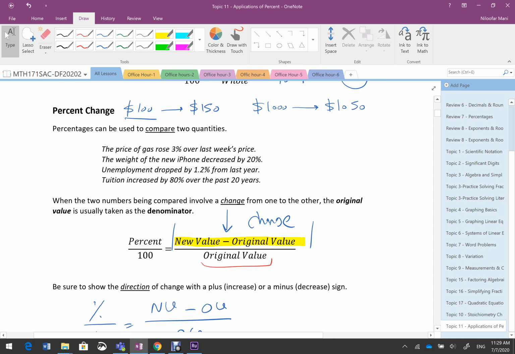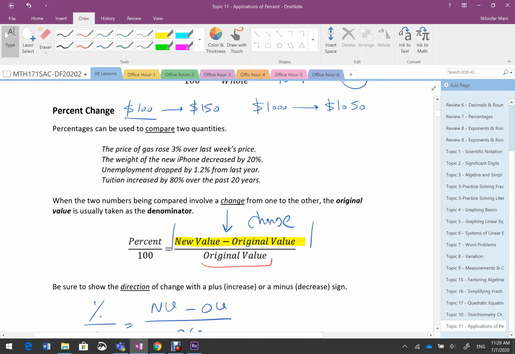Both of them changed $50, but it's not the same, because one of them went from 100 to 150, which is a 50% change. One of them went from 1,000 to 1,050, which is just a 5% change. So it's important that I compare the change with the original amount to see what portion this change is compared to the original amount.